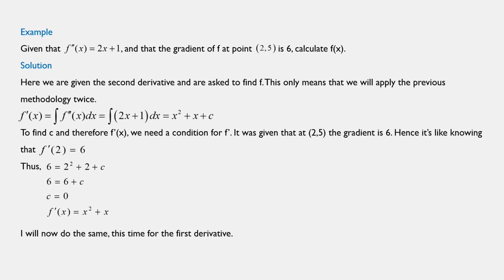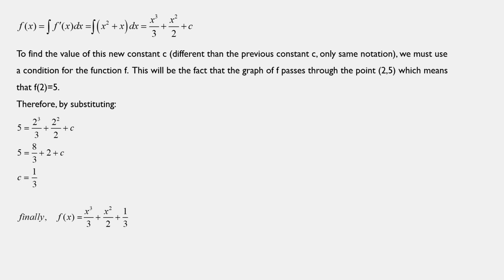Now I will have to do the same, but this time for f. I will still begin by that expression, f of x equals the indefinite integral of f prime of x dx, which is equal to the indefinite integral of x squared plus x dx, which can be found as x cubed over 3 plus x squared over 2 plus c. I still have a new constant this time. That's the important thing here. I simply used the same notation. Instead of using another letter, I still used the letter c.